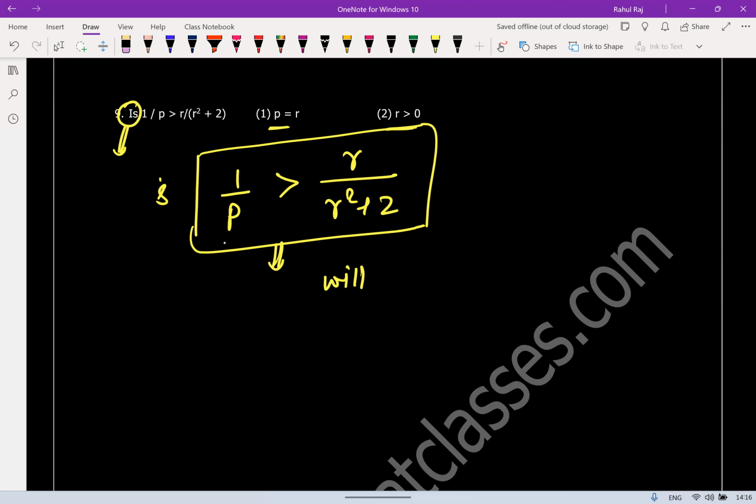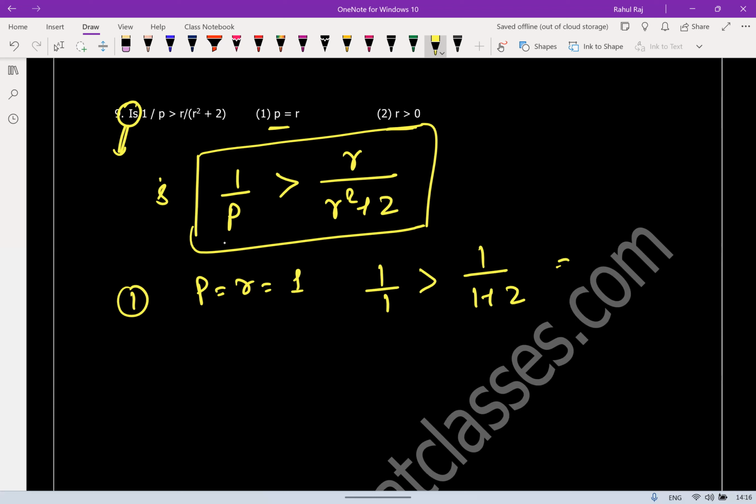Now imagine my first statement. Now that it's very clear to me that until I know the value of P and R, I will not be able to conclude it. Option number one says P is equal to R. So imagine P is equal to R is equal to 1. What case am I getting? 1 by 1 is greater than 1 by (1 plus 2). That is nothing but 1 is greater than 1 by 3. I have a yes situation with me.